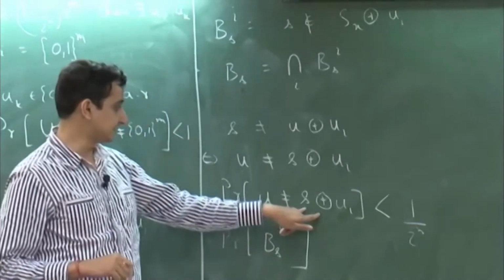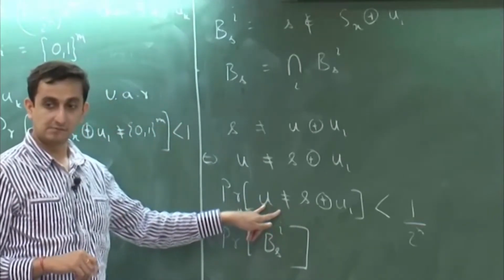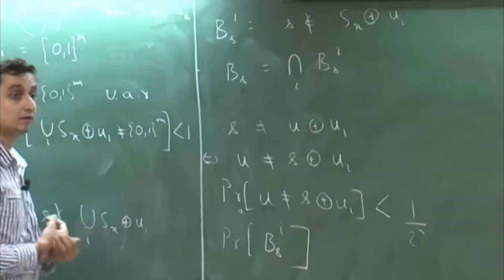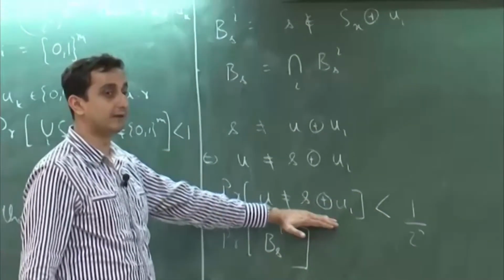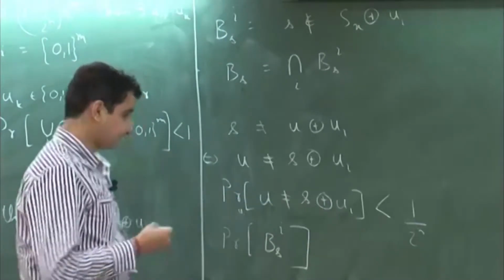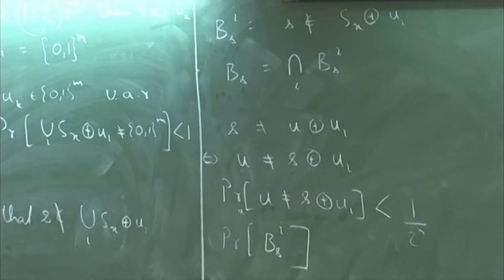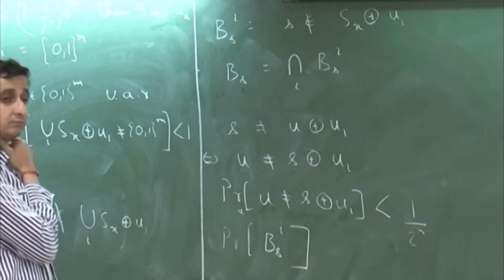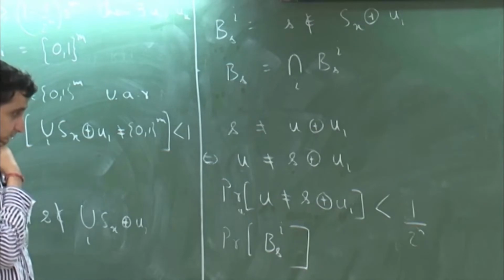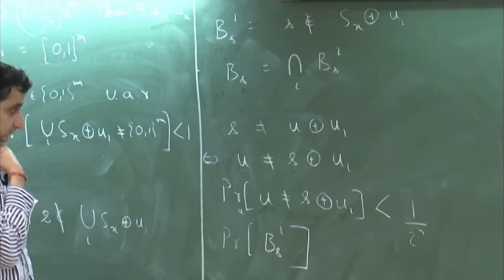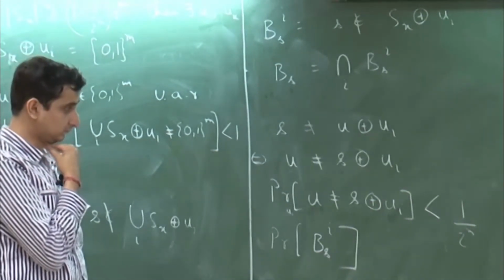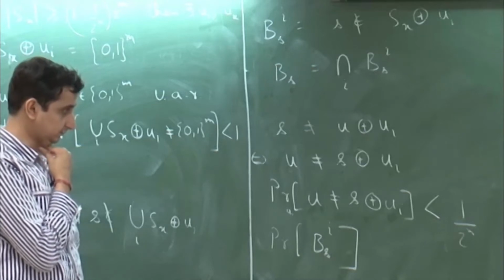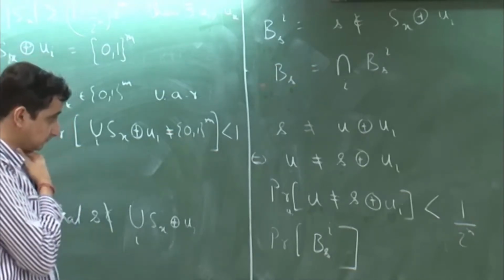So you have a fixed S and a fixed u. But when I'm talking of one particular event, not all of the u's are not equal to S ⊕ u_i. This is for a particular u. S and u are fixed, right? S and u are fixed, you are varying over u.